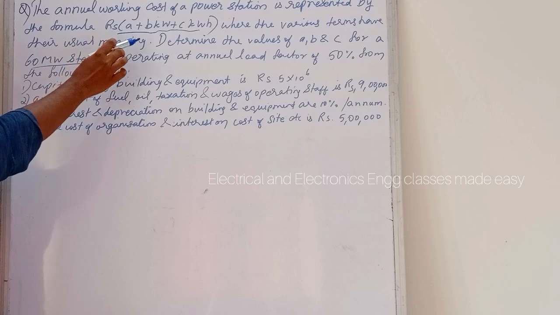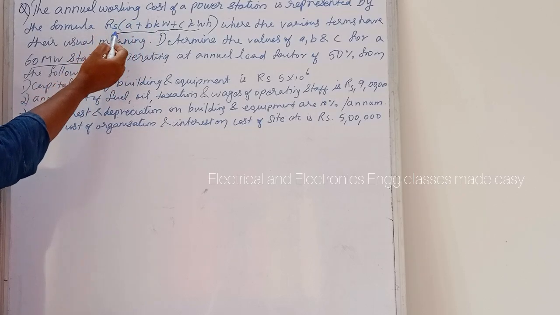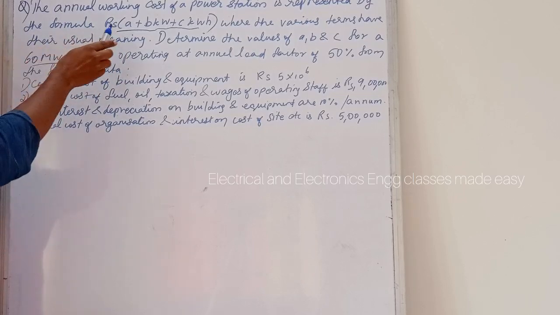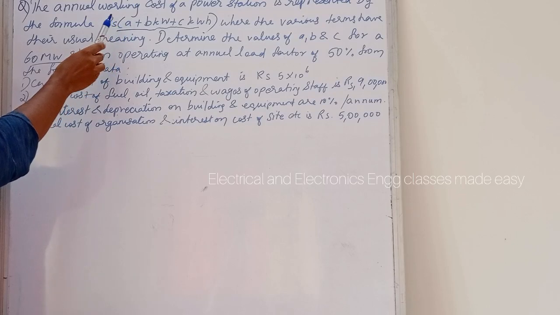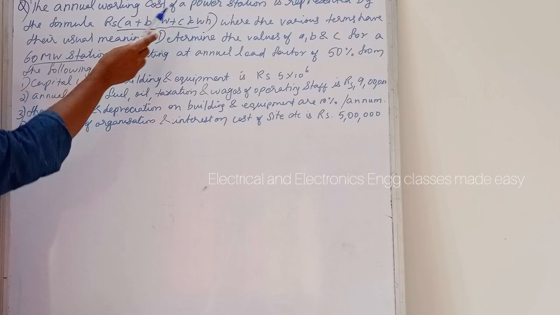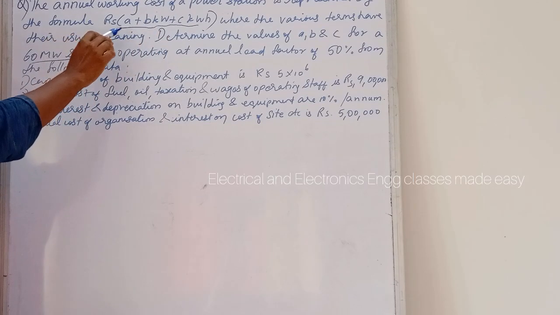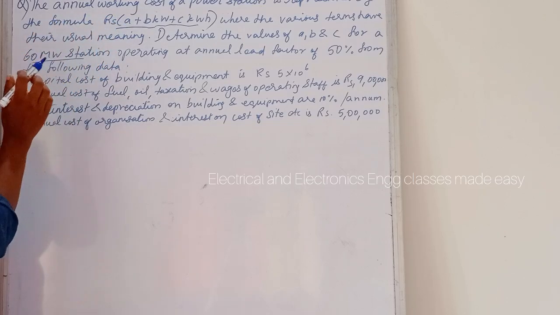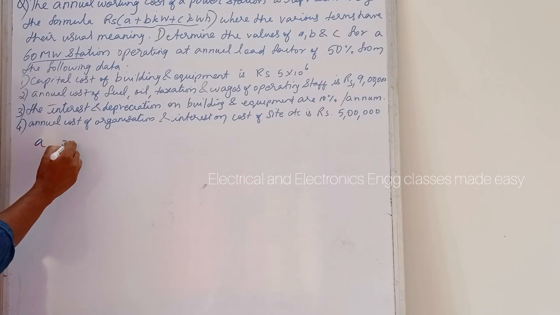A, B, C, these terms are in 3-part form. The first term consists of the fixed cost, the second term consists of the semi-fixed cost, and the third term consists of the running cost. So what is A? A is the annual fixed cost.